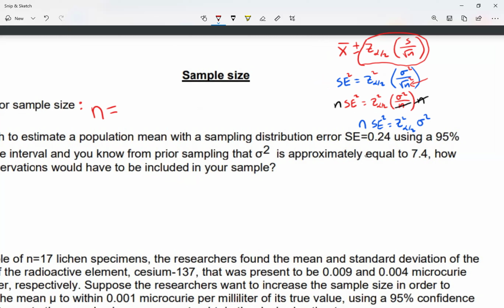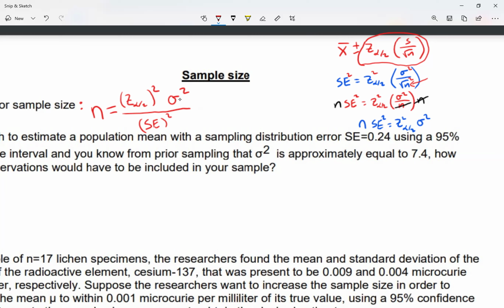So that's gonna give me my z-score all squared times my standard deviation all squared divided by my standard error squared. I know we're statistics students, so we can follow this. This is just an algebra step, right? I divided by the standard error squared.